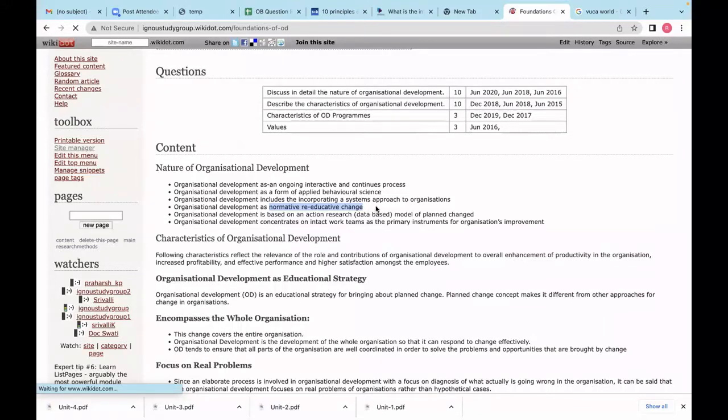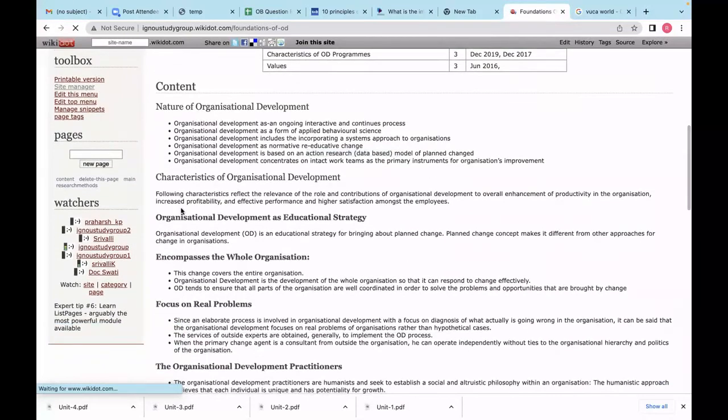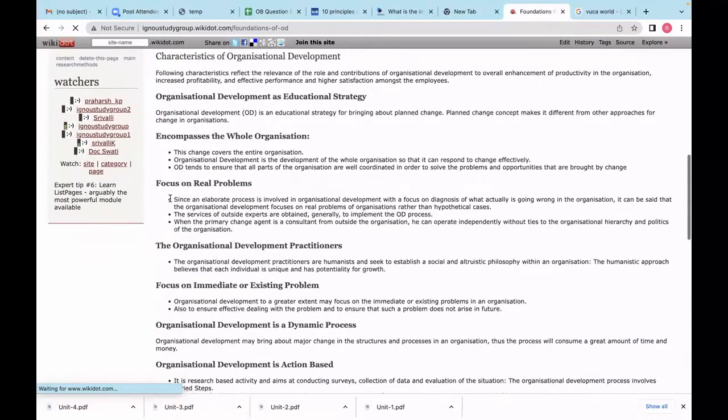Anyway, on this term there is an entire unit, so we will learn it in detail. It is based on action research, it concentrates on work teams, and the primary aim is to improve the organization. That is the nature of organization development. Now going into characteristics of it. There are various ways you are going to look at this OD.